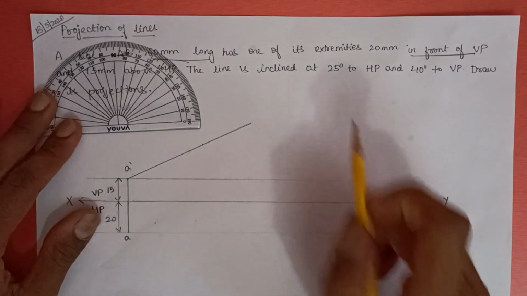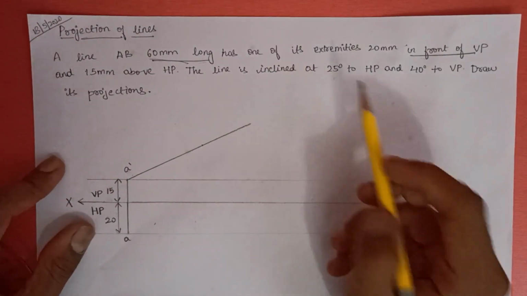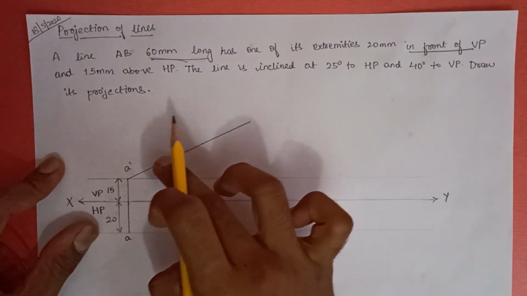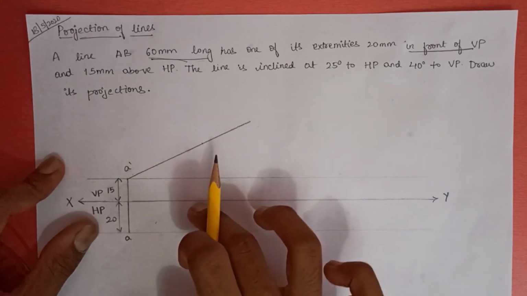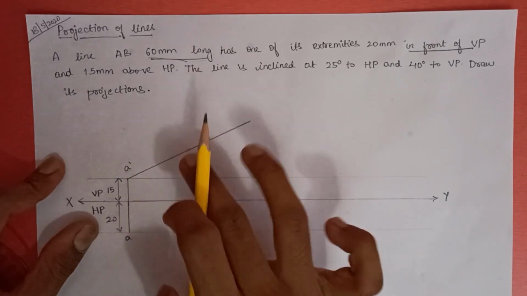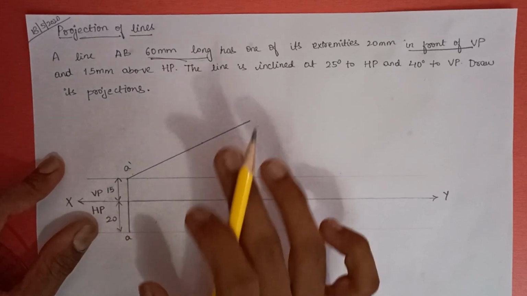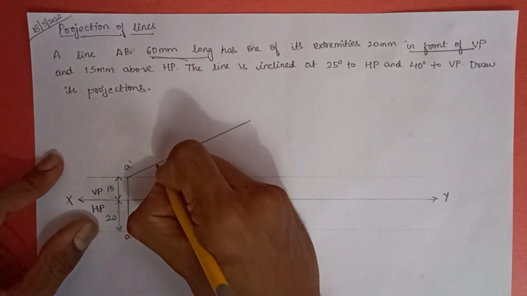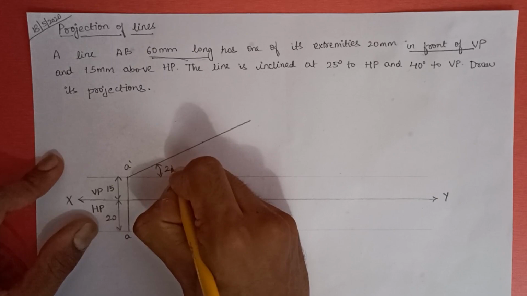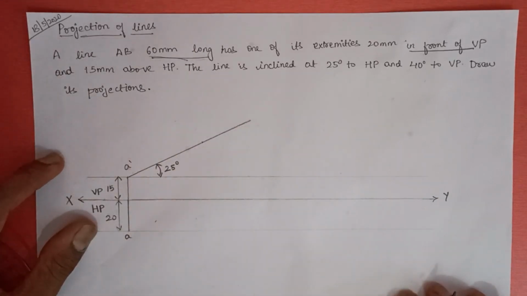Now the line is inclined at 25 degrees to the HP, but the projection will be in the VP. I hope you guys are getting it. After this, you need to mark the angle. It is very important in CAD, 25 degrees.